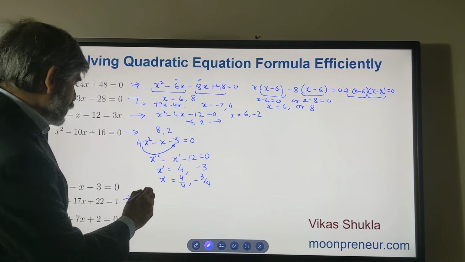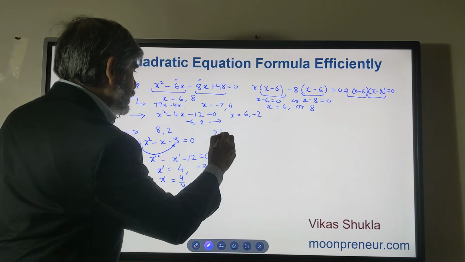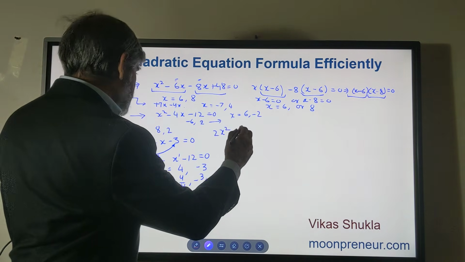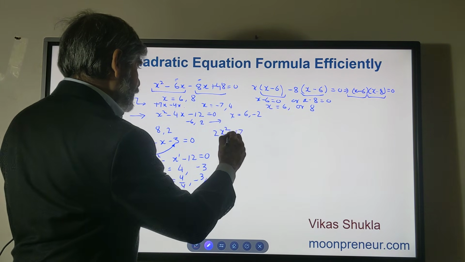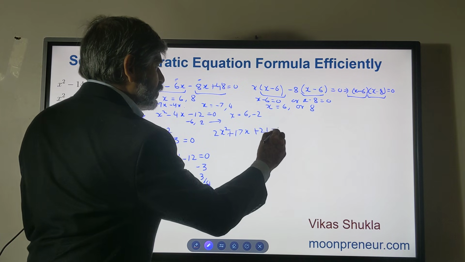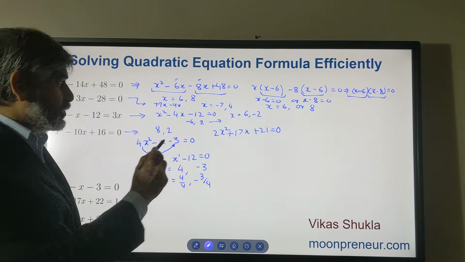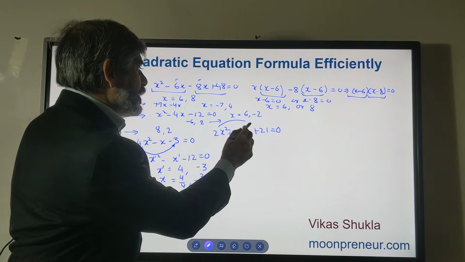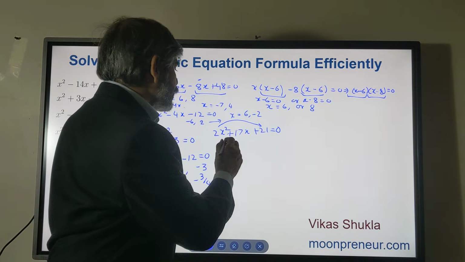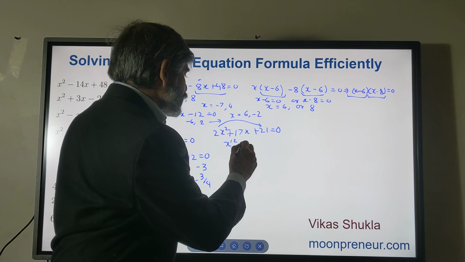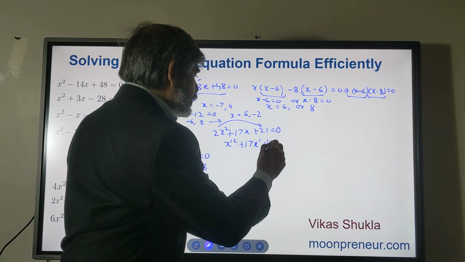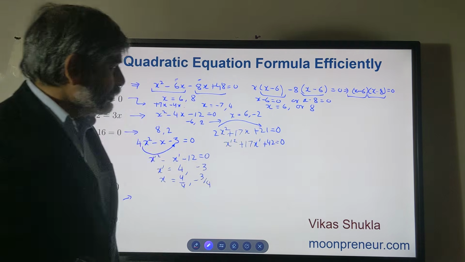Transfer 1 here, so this equation becomes 2x squared minus 7 plus 17x, and I will try to do it plus 21 equal to 0. I transfer 2 from here to here and multiply this by 21 to become 42, so the equation becomes x dash squared plus 17x dash plus 42 is equal to 0.